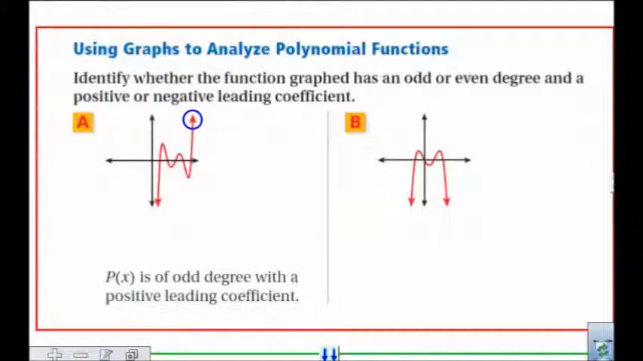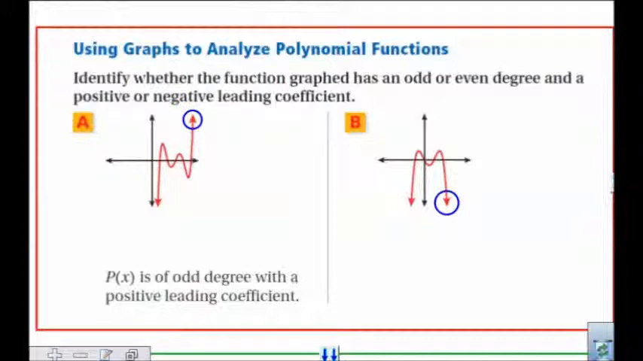Now that we shift our focus over to the B over there, what we notice is that both arrows point down. Because both the arrows point in the same direction, now we can clearly see that the degree needs to be even. Also notice that the right arrow, as you can see right there, goes down as it goes to the right. So what that tells us is that the leading coefficient must be negative.